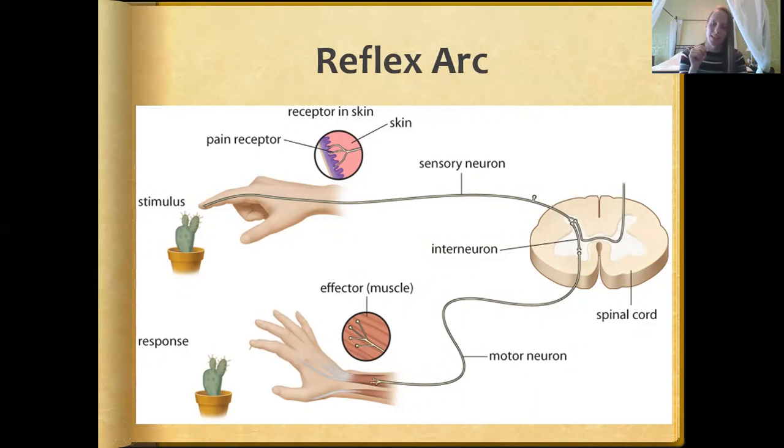So you won't see a diagram exactly like this on a test or quiz, but expect to see one very similar to this. So you do want to know the order that these different things would happen in.